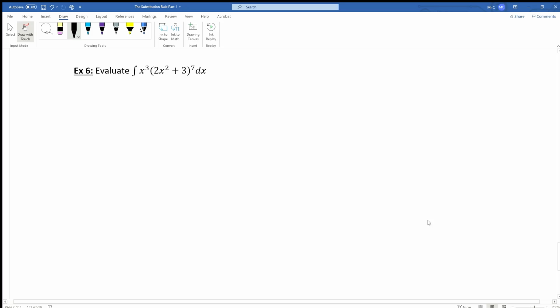But once again, my first thought here is, hey, I've got this function inside. That's a composition. And if it was just u to the 7th, it'd be a lot easier. This x cubed is going to mess me up, but maybe I can work around it.